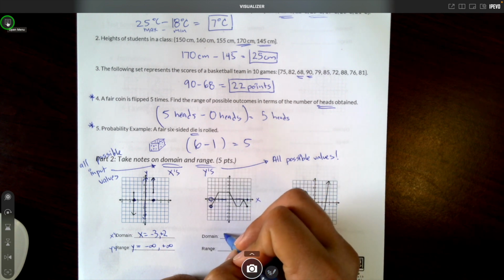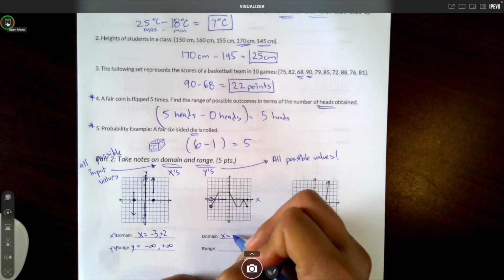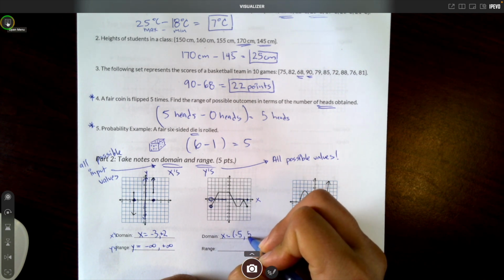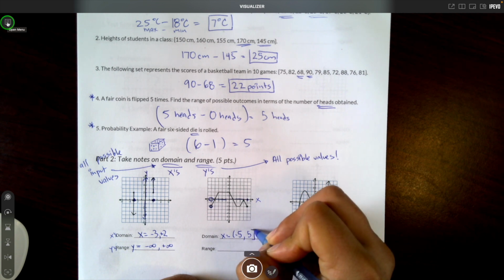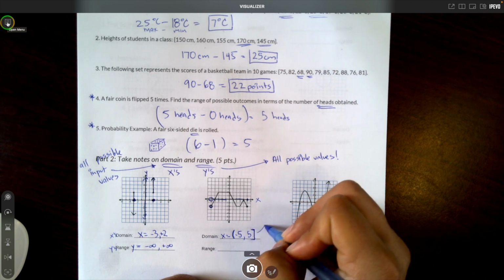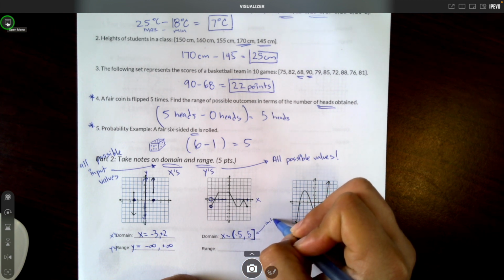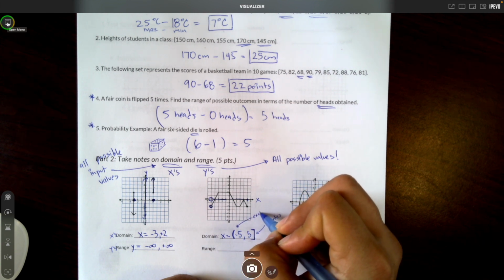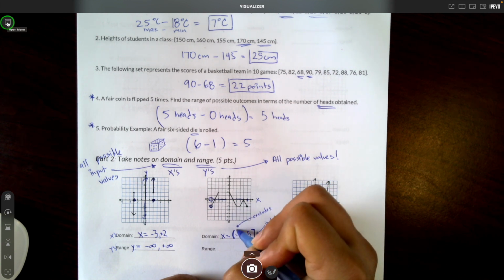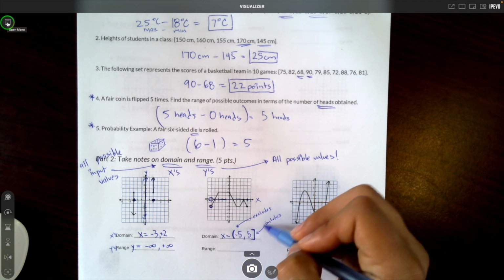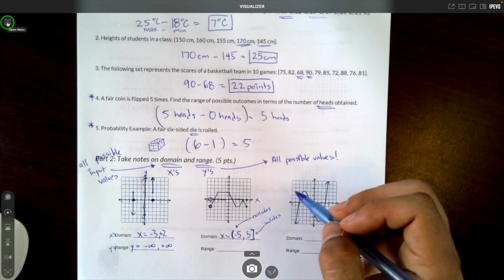So the domain is x is from not including negative 5 all the way to positive 5. And one way of doing that is by putting a bracket versus a parentheses. So a bracket means includes, and a parentheses means excludes. The parentheses just means it goes up to negative 5, but it doesn't touch negative 5, while the bracket means that you touch it, okay?